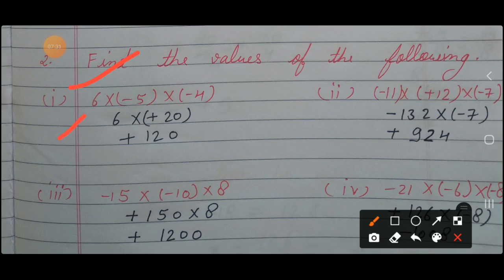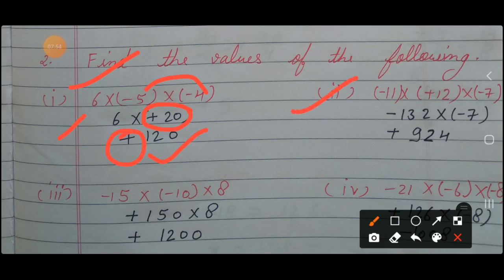6 multiply by minus 5 multiply by minus 4. We will take these together. Those are having negative sign, minus minus plus. 5 multiply by 4, 20 you will get. 20 multiply by 6, 120. Because both are positive now, the product will come with positive sign.